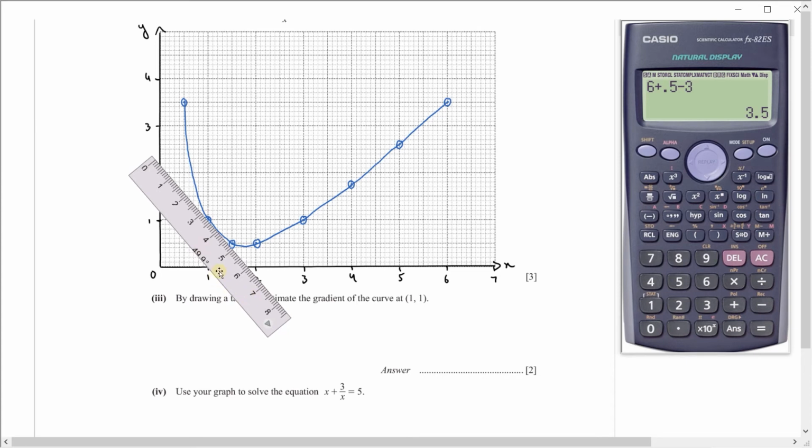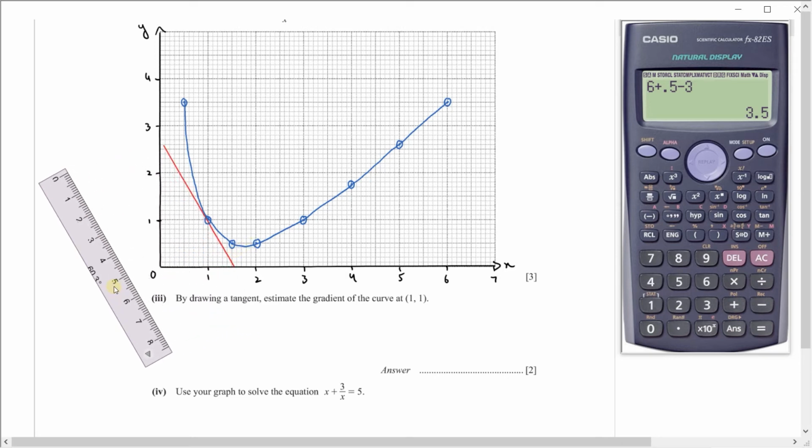it just touches the graph at this point, x equals 1 and y equals 1. Maybe a little bit more. Okay, this looks good enough. So now we can draw a straight line here which just touches the graph at x equals 1 and y equals 1.